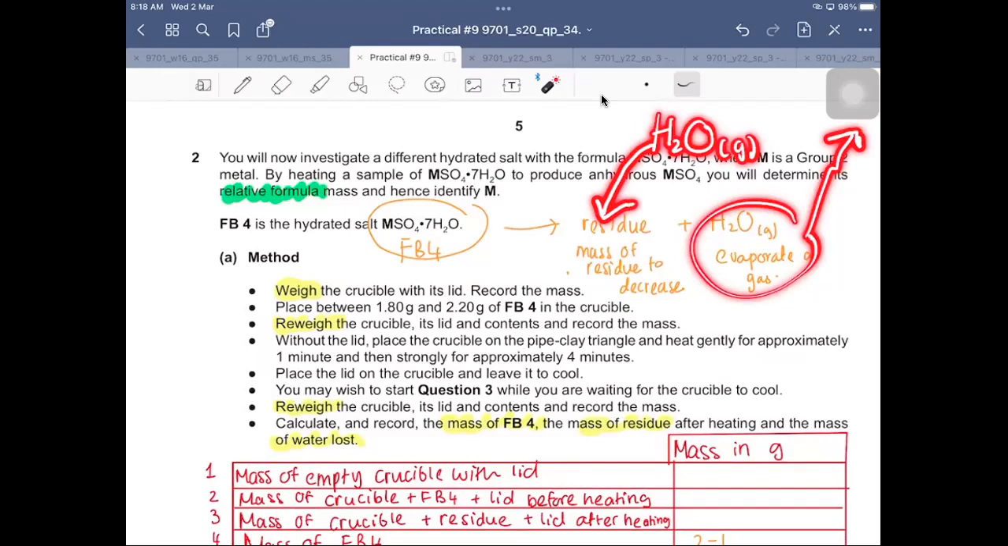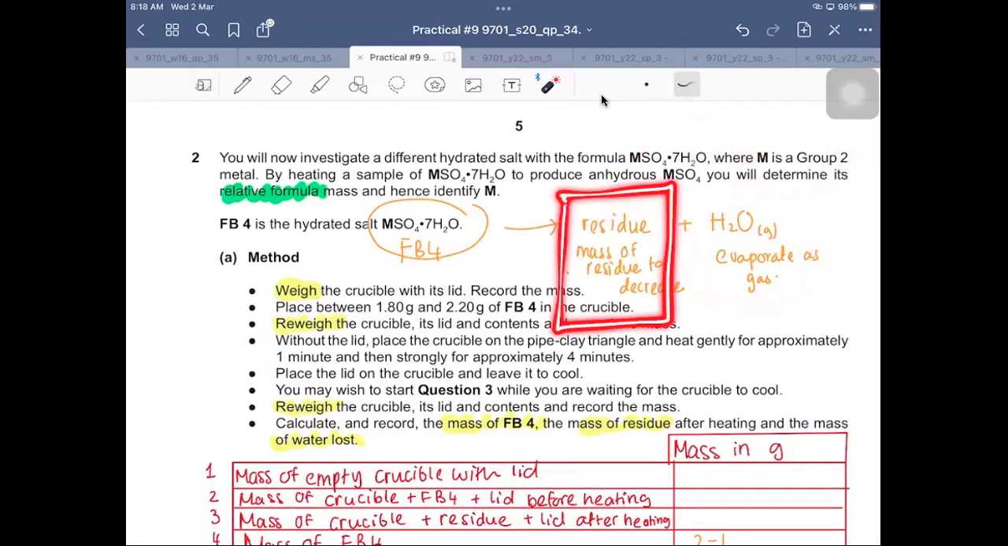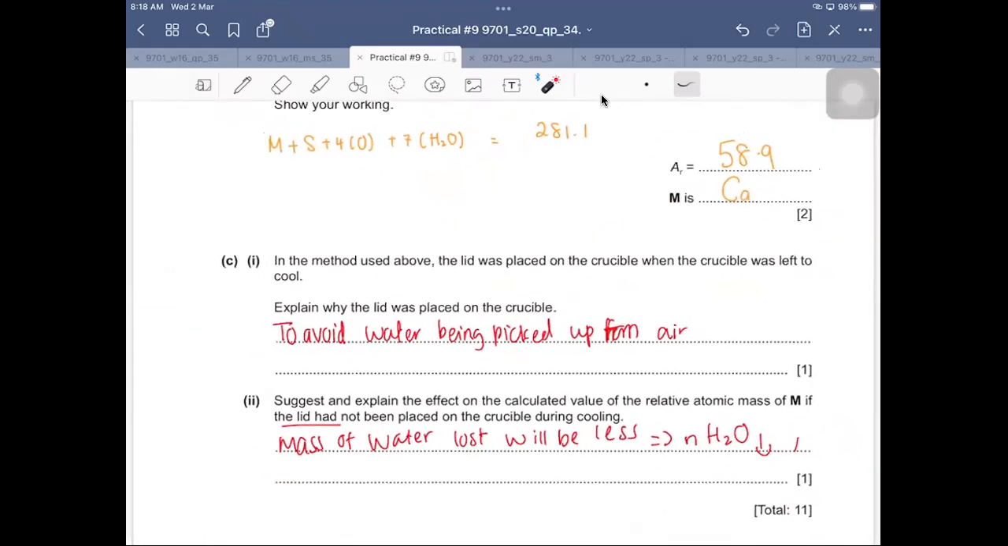Okay, so that's why after letting the H2O escape, and we want to pull the solid, we have to protect the residue so it doesn't get in contact with the water vapor around it. If it does make contact, the mass of the residue would be higher, or what we call overestimated. Okay, so that's the reason why during cooling we want to put on the lid.